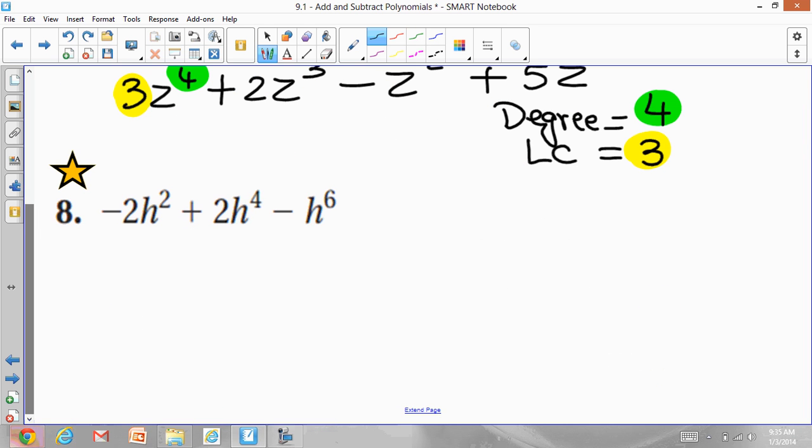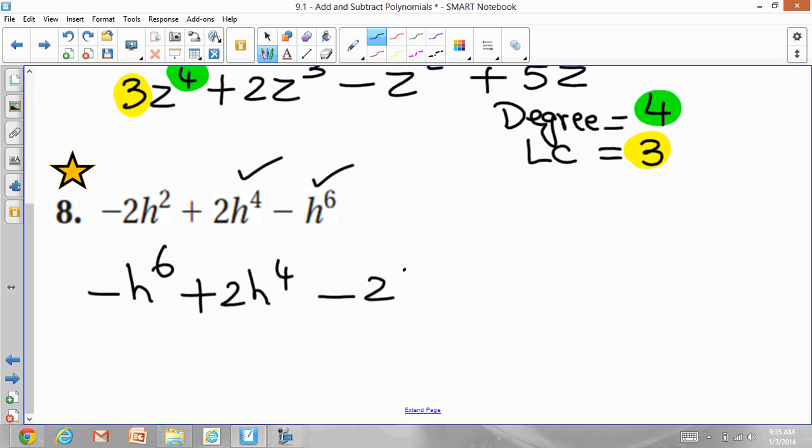Copy down question number 8 and ask the question, is this in order or do you need to arrange it in order? The answer is you need to arrange it in order. If you look at it, it's going 2, 4, 6. It has to be the other way around, biggest to smallest. So I'm rearranging to get negative h^6 plus 2h^4. The 4 comes next. So now if you look at the exponents, I have 6, 4, 2, and now they are in order.